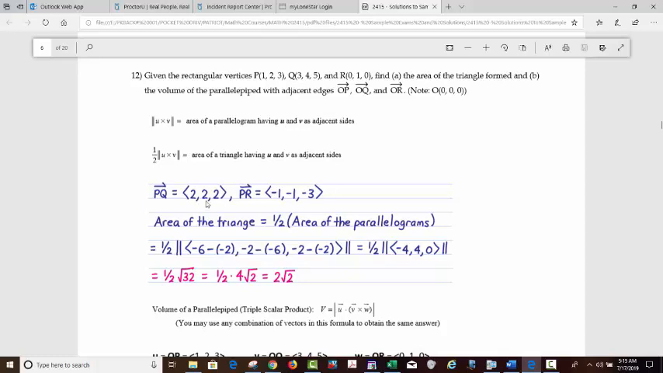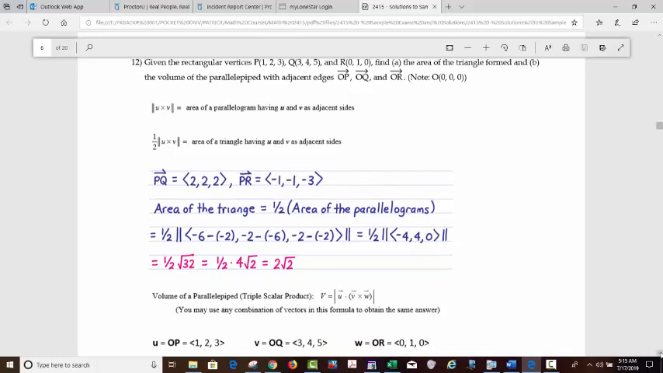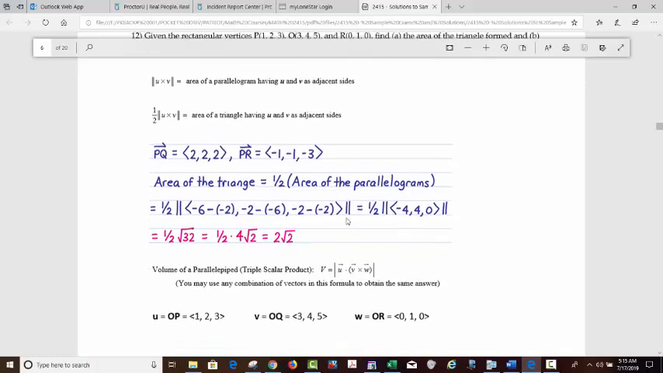Let's see. So I just chose PQ and PR. I could have done QR, but I just didn't. I just picked any two vectors to cross together. So obviously PQ, you take 3 minus 1 will be 2, 4 minus 2 will be 2, 5 minus 3 will be 2. It'll be the vector 2, 2, 2. And then PR will be 0 minus 1 is negative 1, 1 minus 2 is negative 1, 0 minus 3 is negative 3. There's your two vectors, and it's going to be half.